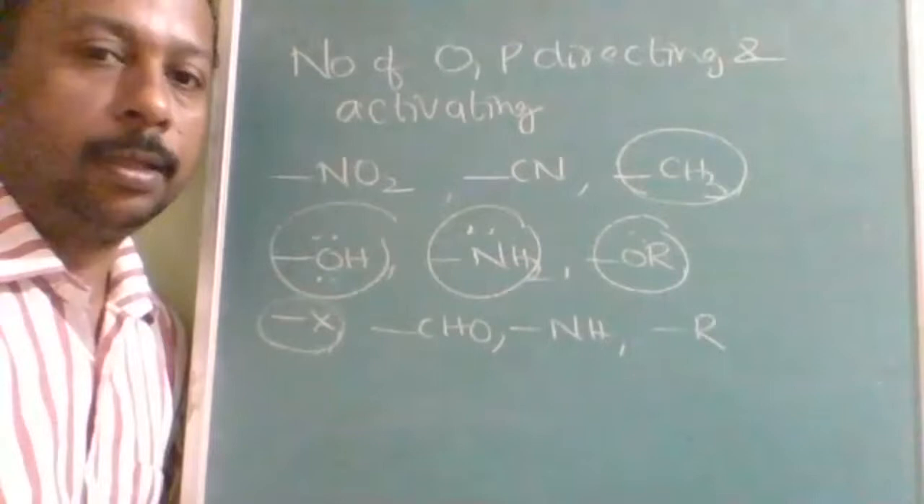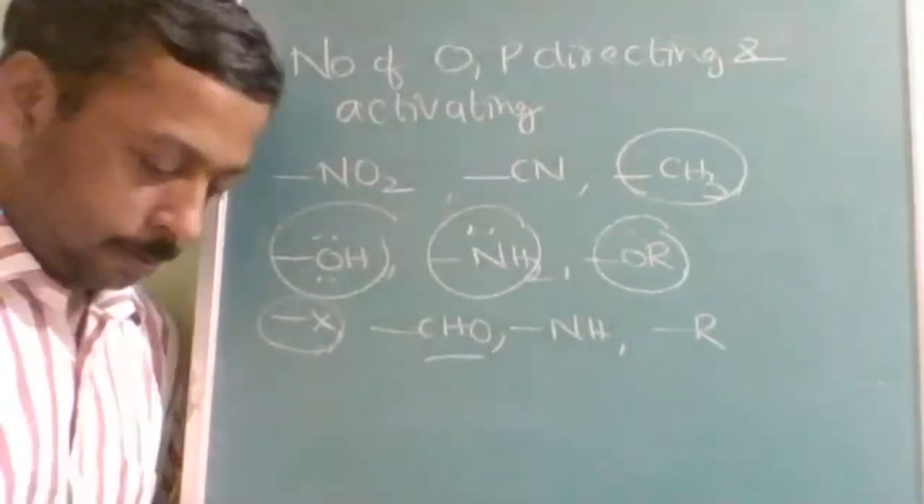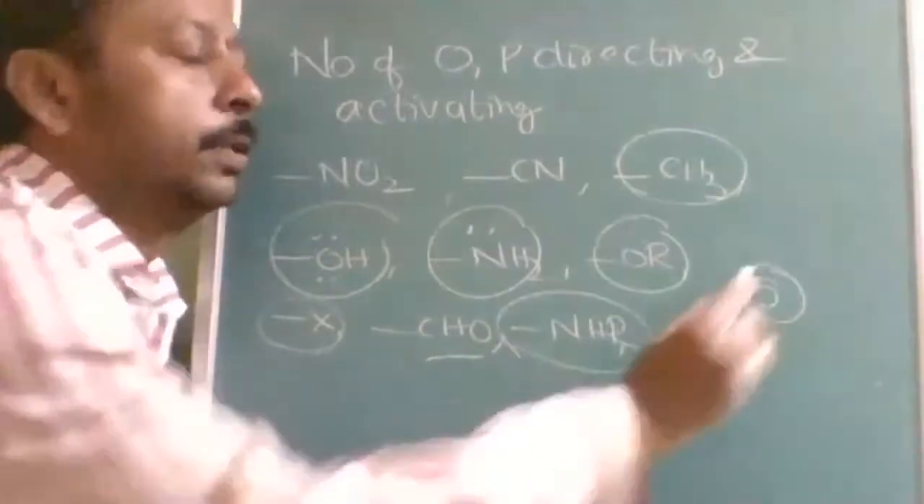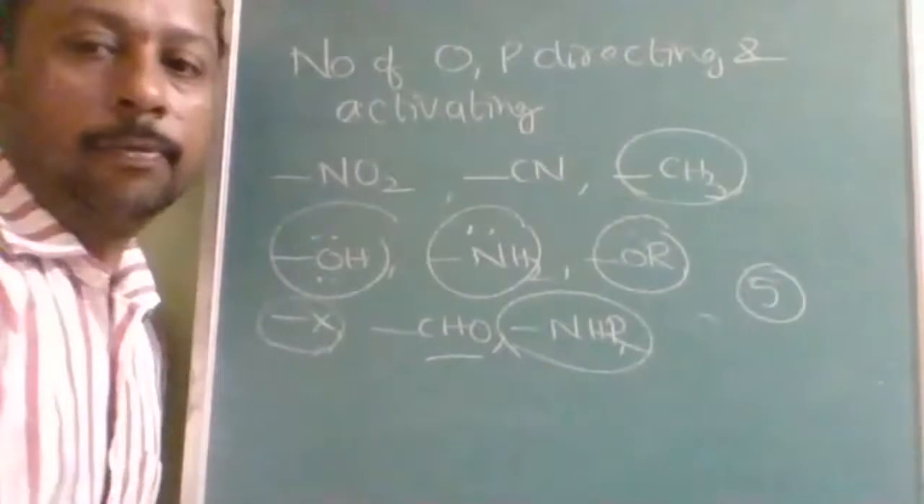Okay, this is NH only, it is given. NHR. Actually, this is together. Okay, NHR. So this is also okay. How many? 1, 2, 3, 4, 5. What is the answer? 5. 5 are the ortho-para directing as well as activating.